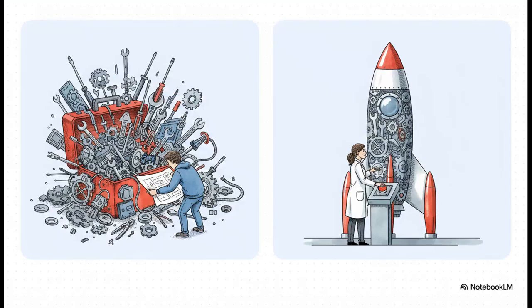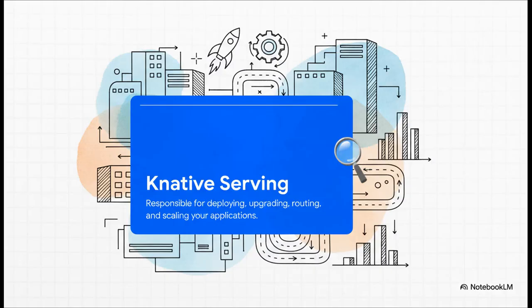I love this analogy because it's spot on. Think of Kubernetes as this incredible, massive toolbox. It's got every tool you could possibly imagine. But you have to know which tools to grab, and you have to put everything together yourself. Knative, it's different. It's the machine that's already built for you. It takes all the best tools from the Kubernetes toolbox and gives you this powerful, ready-to-go platform right out of the box.